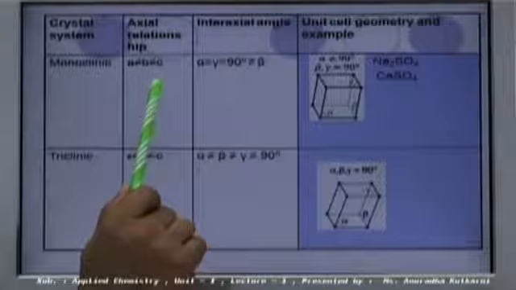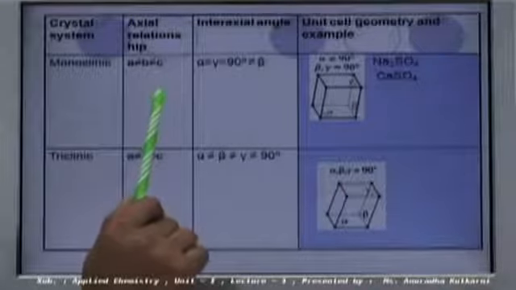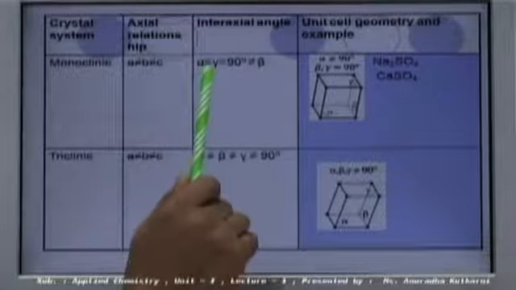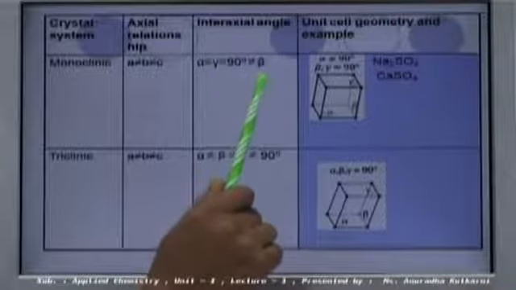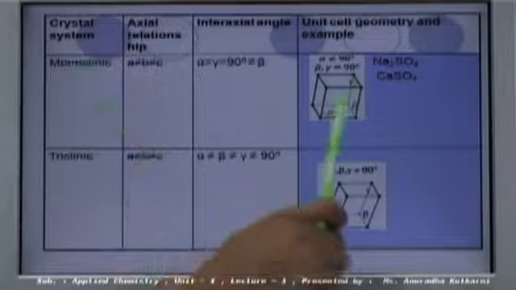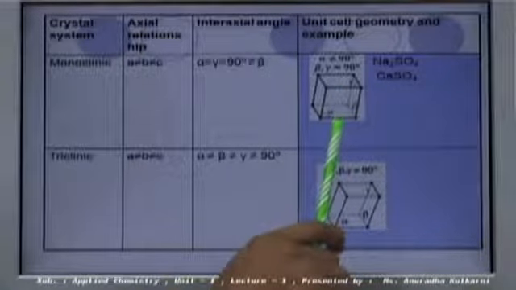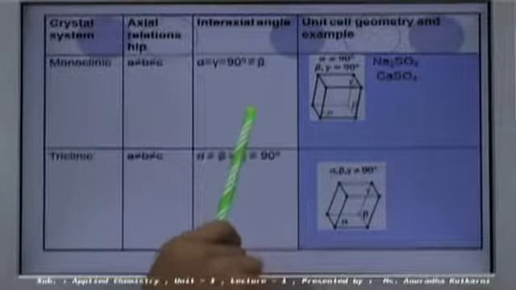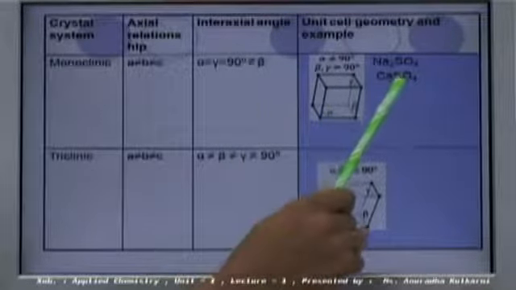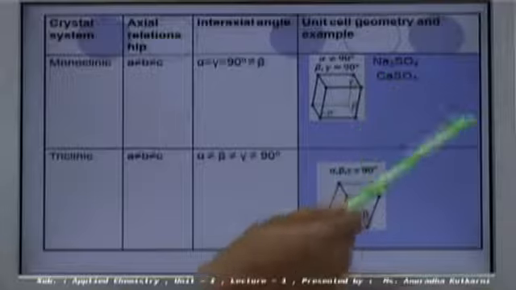Next crystal system, that is monoclinic. Here A is not equal to B is not equal to C, length parameters. Then angle parameters, alpha is equal to gamma is equal to 90 degrees while beta is not equal to 90 degrees. Here we can draw that figure in this manner and we can observe the length parameters as well as angle parameters. Example is given, CaSO4, Na2SO4.